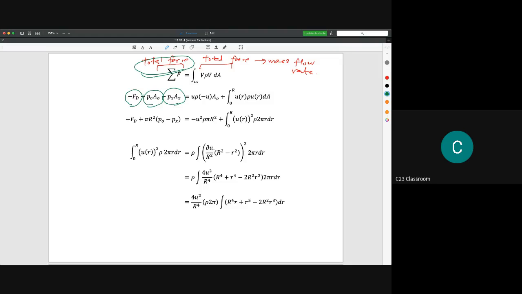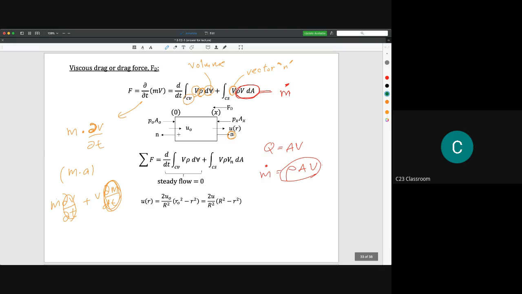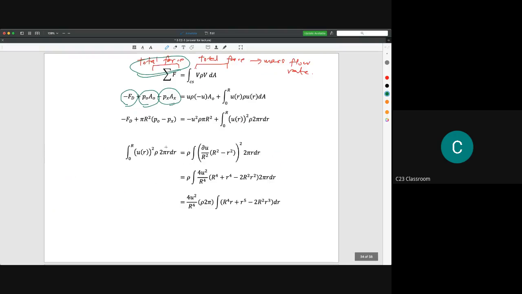We can see in our previous example that we assume left to right is the positive axis. So FD is in the negative direction, so we have negative FD. P times A is a force; this force is in the positive direction, but this force is in the negative direction. So we have negative FD plus P naught A naught, minus Px Ax.